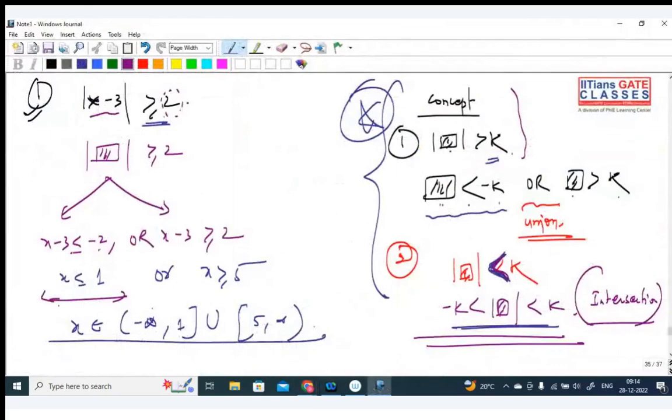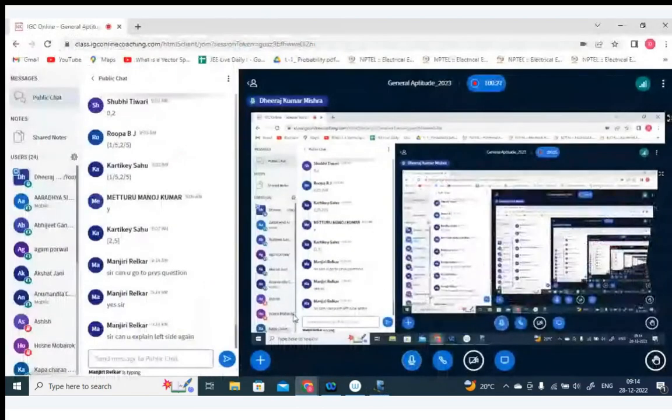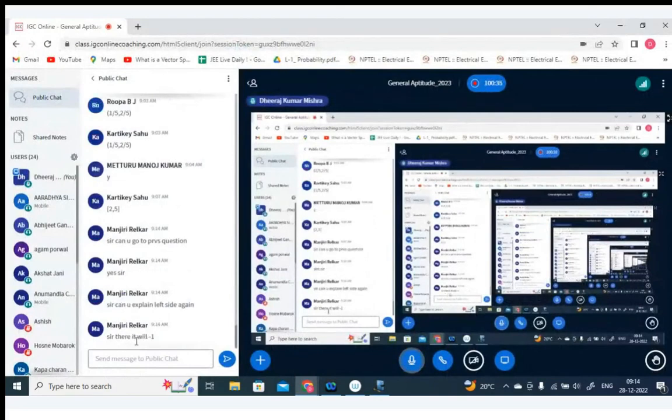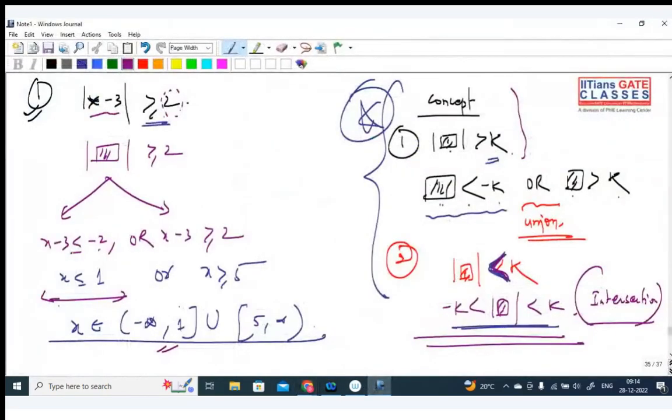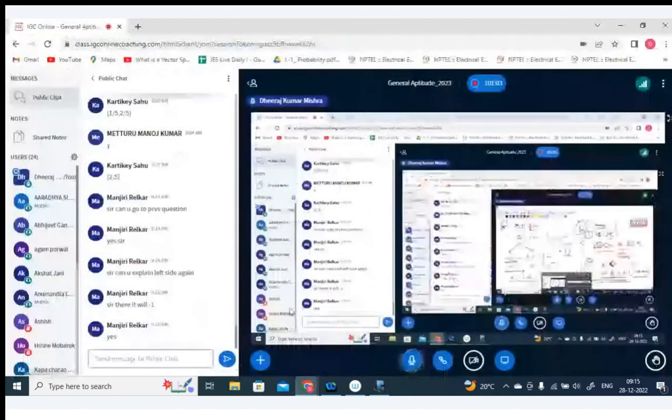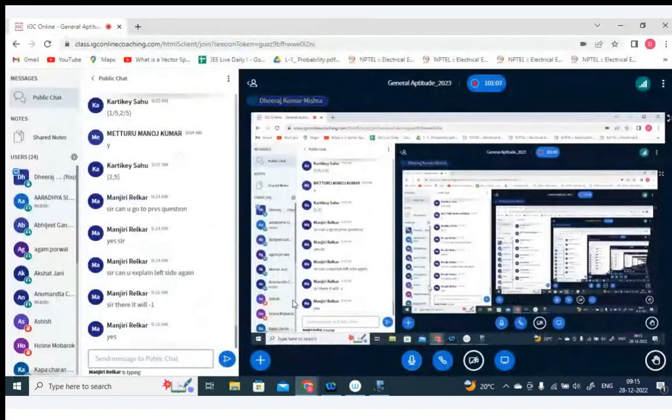How many of you understood this? Okay, Manjri. So there it will be minus 1. Sir, kahan par yaar? Okay, you are talking about this. x minus 3 is less than minus 2. So it is x less than minus 2 plus 3, x less than 1. What are you talking about? This? Why will it be minus 1? I don't understand. Yes. Anyway, late is better than never, okay, to realize.